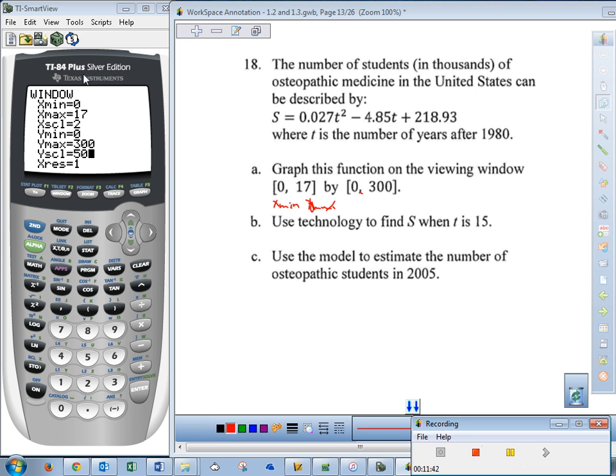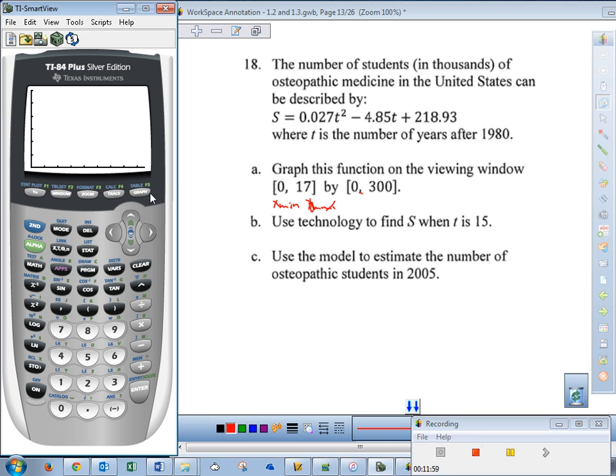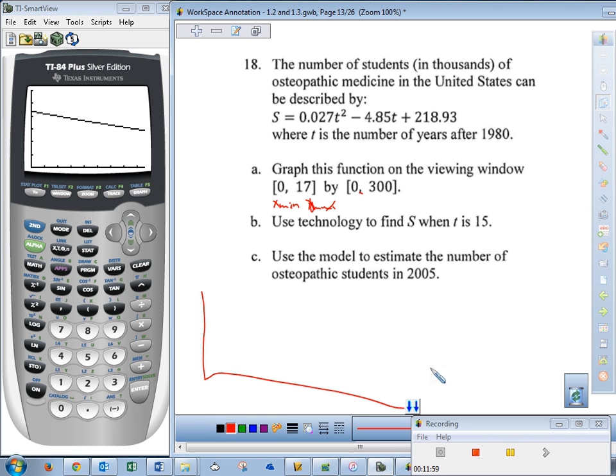So here's the window again, just in case, since that's kind of new. X minimum, X maximum. I went by 2's. Y min, Y max. Never change X res. I don't know what that means or what it does. It always needs to be a 1, so never change that. Graph it. You know it's supposed to be a parabola, but that's the only part of the parabola you actually see in this particular window. So rough sketch of him, everybody.